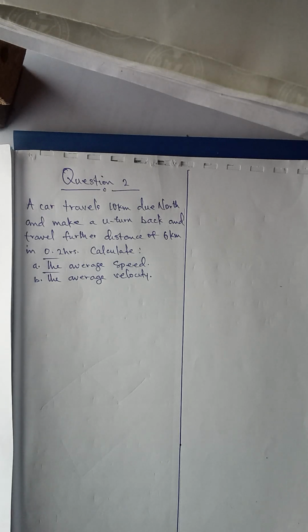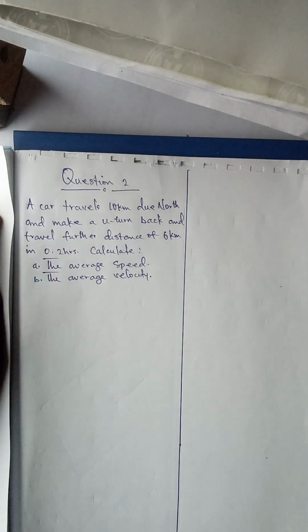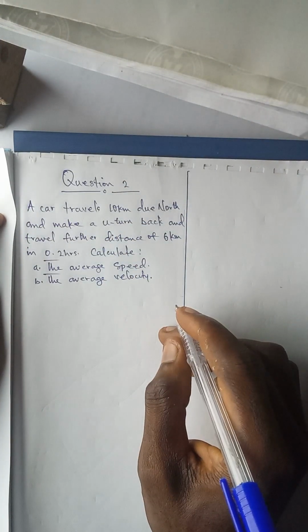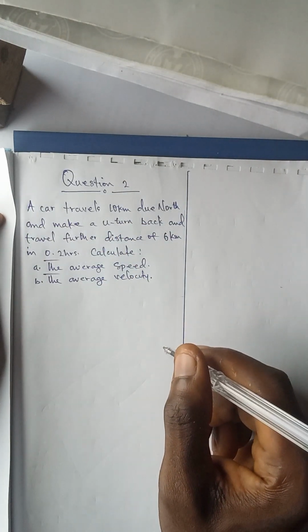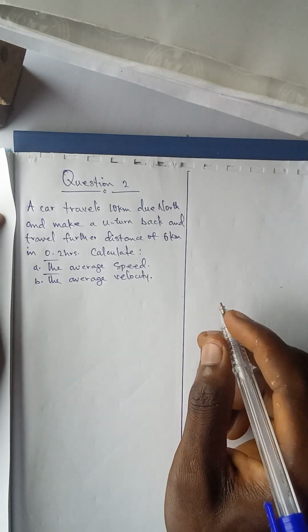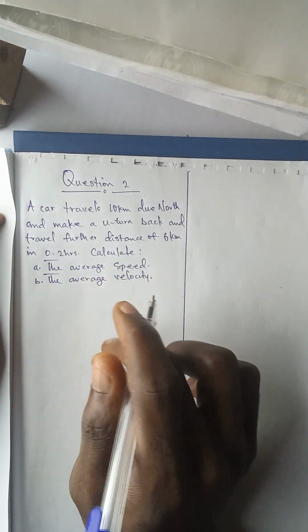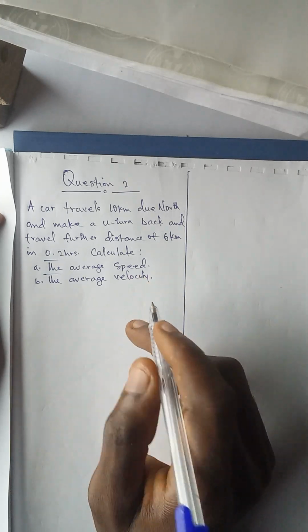Alright, so welcome to question number 2, still on simple problems involving motion of an object. Question number 2 says, a car travels 10 kilometers due north, makes a U-turn, and travels a further distance of 6 kilometers in 0.2 hours. Calculate A, the average speed, and B, the average velocity. So we'll be calculating these two quantities, velocity and speed.